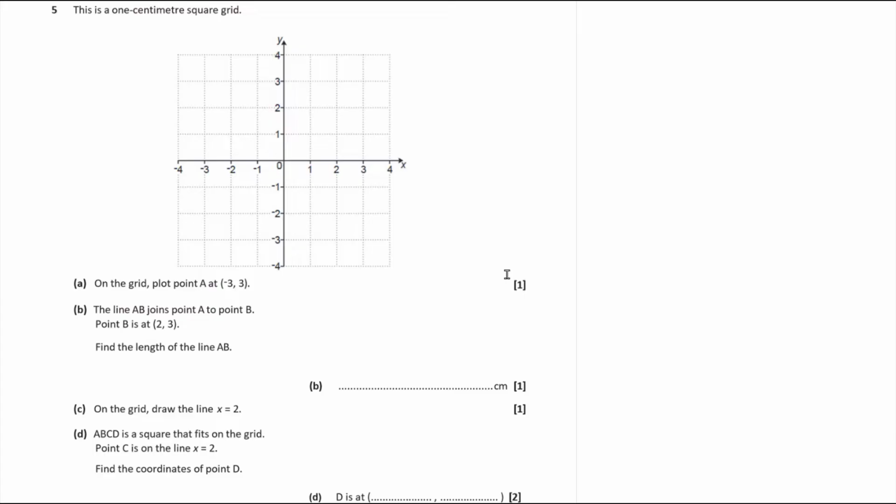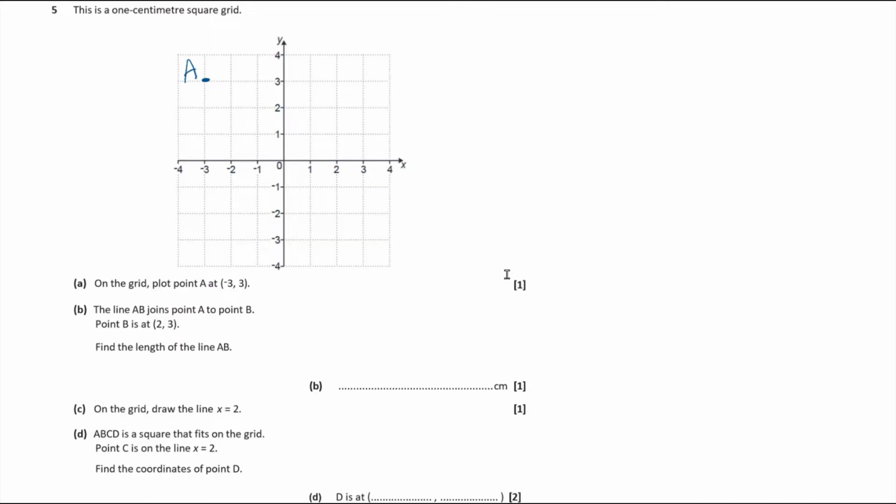Question 5. This is a 1 centimetre square grid. On the grid, plot point A at minus 3, 3. Okay, so minus 3, 3. Minus 3 in the direction of x, which is 3 to the left, and 3 in the direction of y, which is 3 up. So minus 3 to the left, 3 up is the point here then. So that's my point A up there.